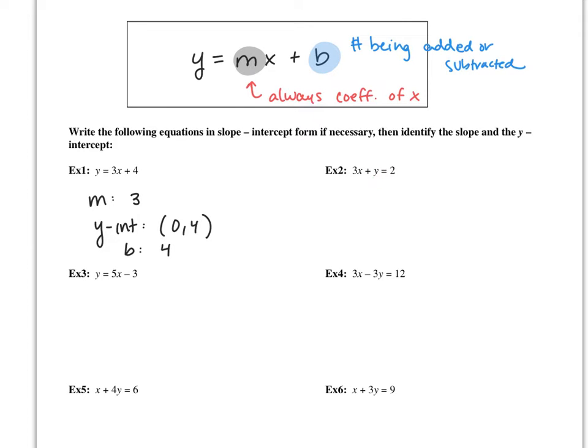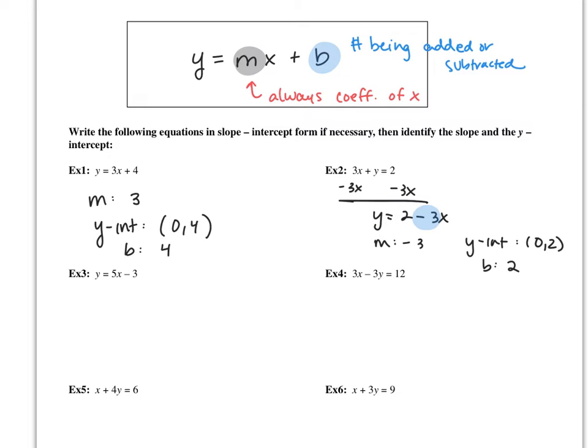On example 2, y is not isolated yet, so I can't yet identify the slope and the y-intercept. So the first thing I'm going to do is get y by itself, and I'll do that by subtracting 3x from both sides. Now this is what I was talking about earlier, where the slope is still going to be my x multiplier. So in this case, my slope is going to be negative 3. My y-intercept, I could write as the point (0, 2), and the b value would just be 2.